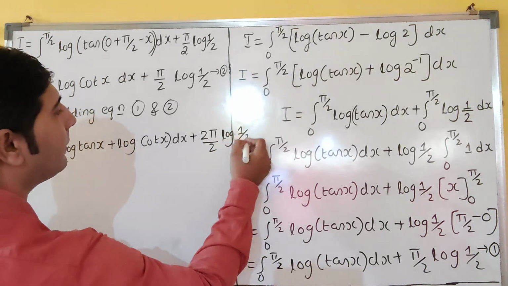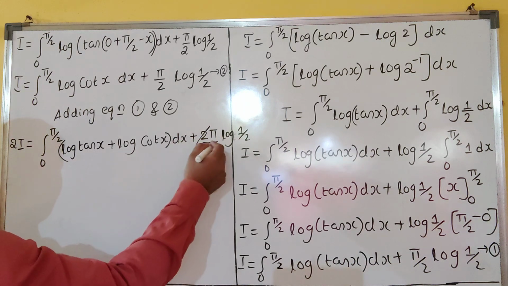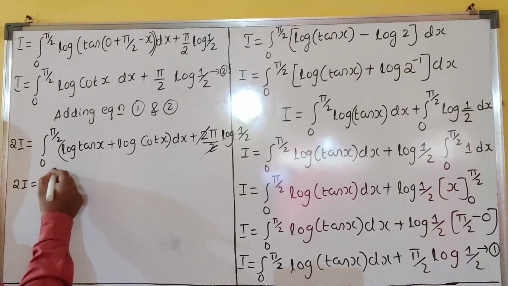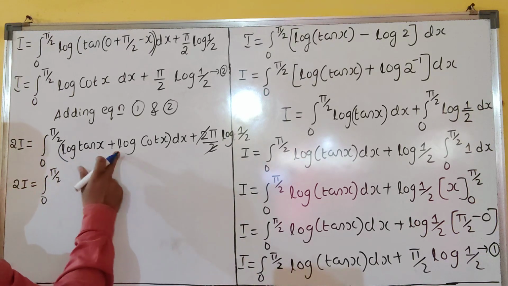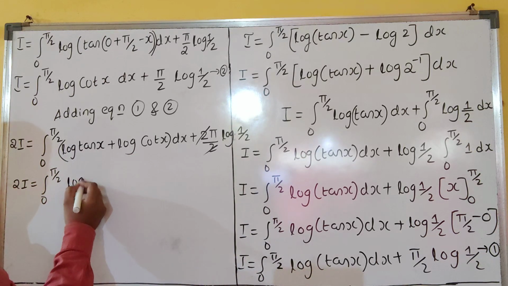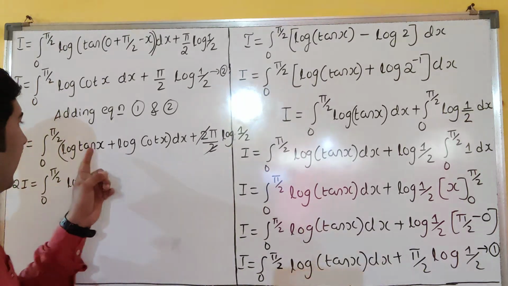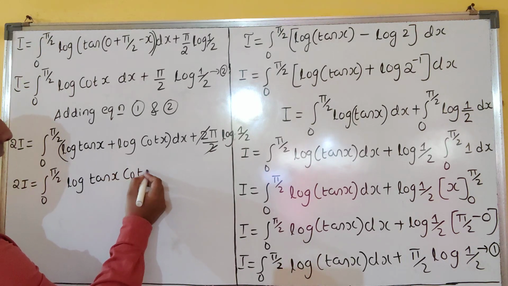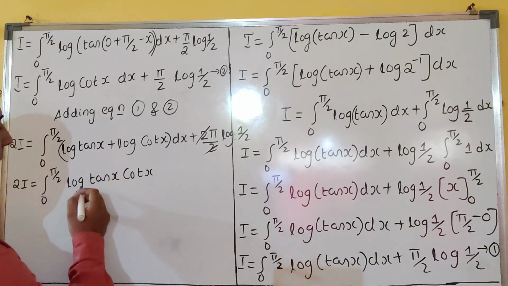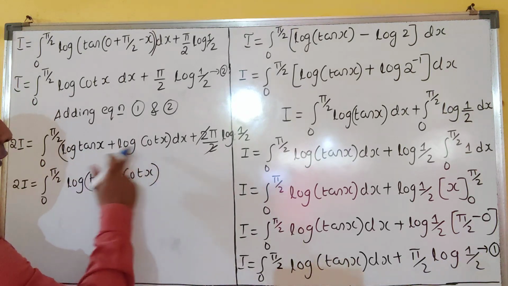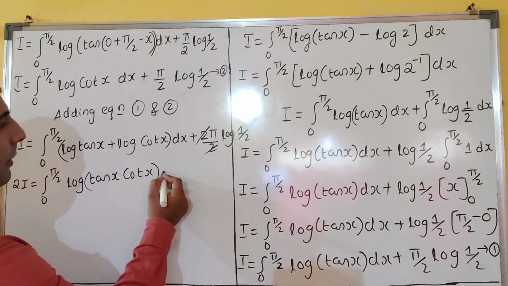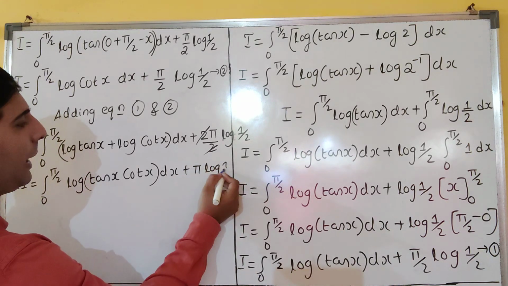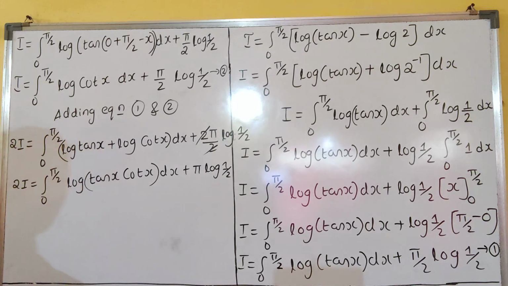Will you agree, everyone? 2 gets cancelled here. So now what will we get? Log A plus log B, what is the formula you know, dear students? Log A plus log B is log A into B. A is tan x, B is cot x. Log A into B means tan x into cot x dx plus pi log 1 by 2. Clear? Pi log 1 by 2.